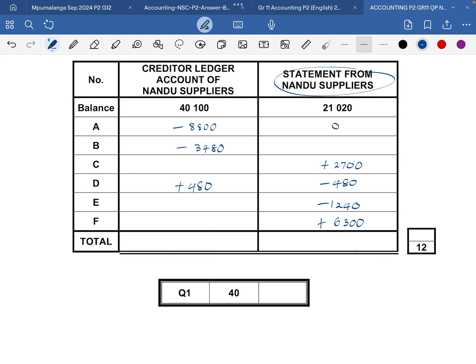So we're going to start with the statement from Nandu Supplies and simply add all those amounts, and let's see, the total here is 28,300. Then we can quickly calculate the creditors recon or creditors ledger. So that's 4,100, 8,800, 3,480 and 480. So that's also 28,300. Well, that is then our creditors ledger.